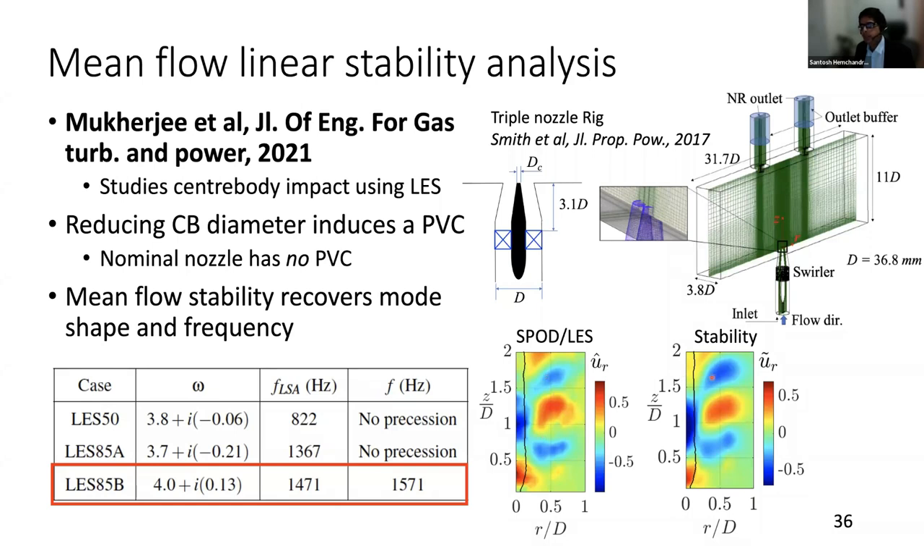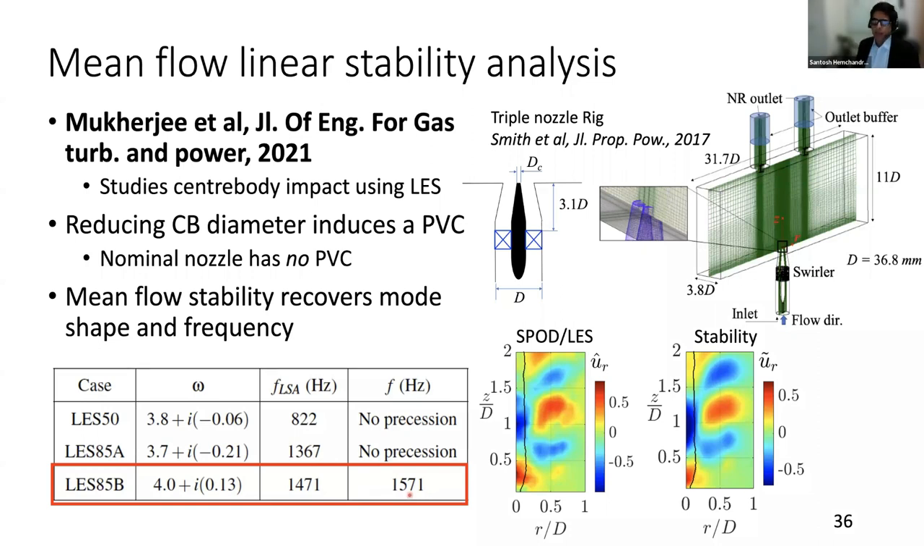So these are two modes. This is a spectral POD mode corresponding to the PVC oscillation that we get from our LES. And this is what we get from doing linear stability on the mean flow. If you look at these two figures, you see that the mode shape is fairly well predicted from the mean flow. And again, the linear stability predicts a frequency that is fairly close to what the LES predicts.